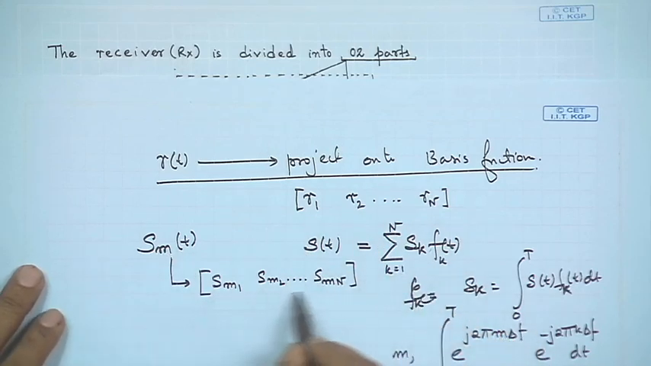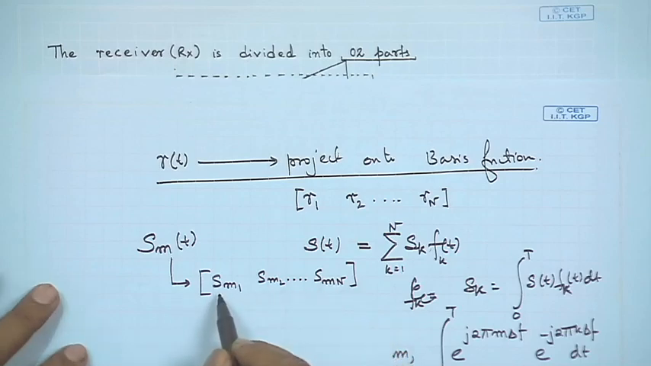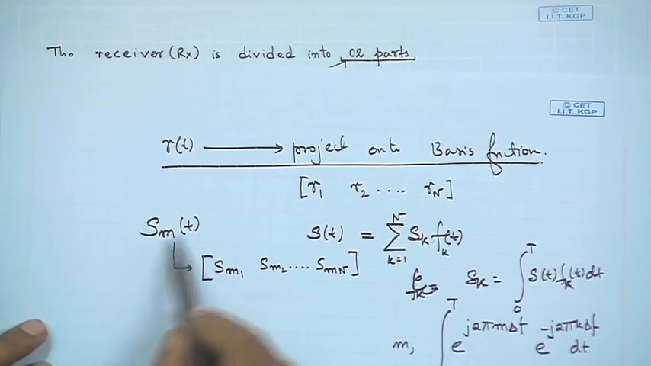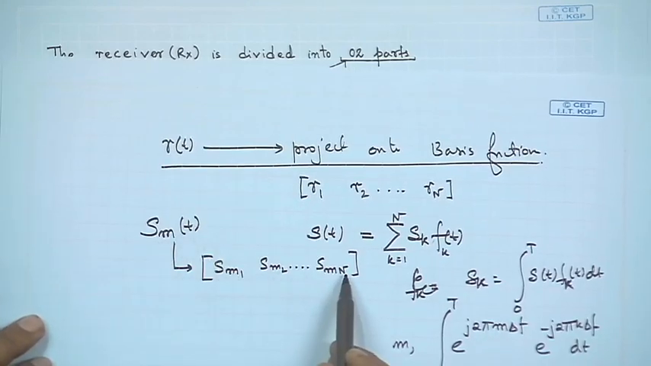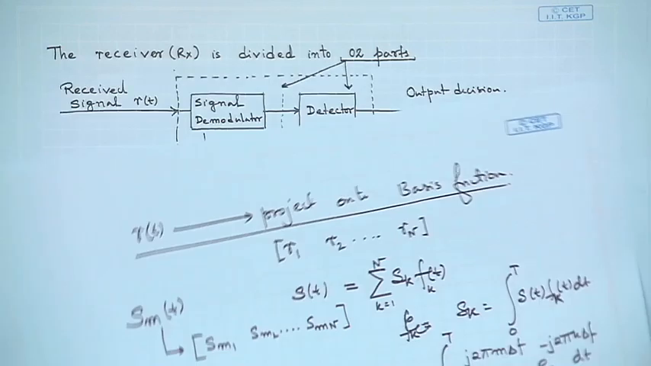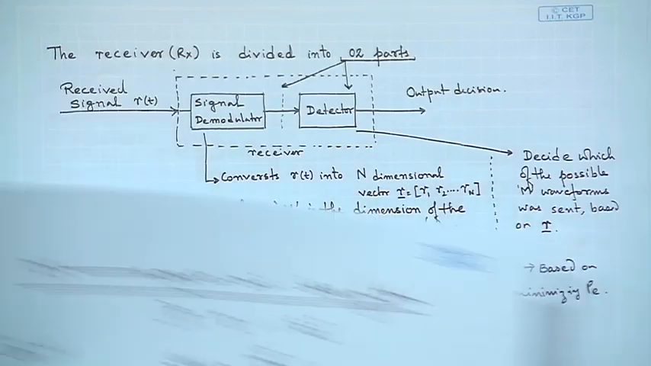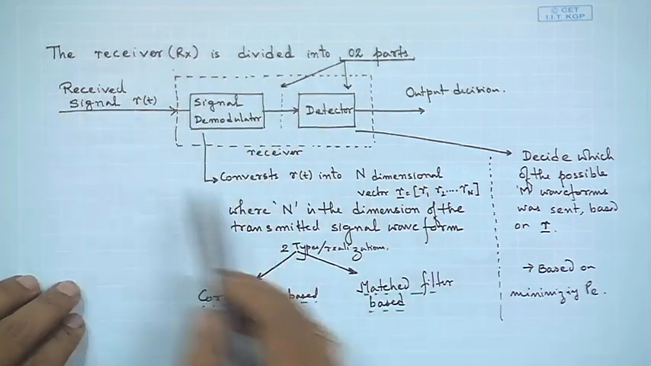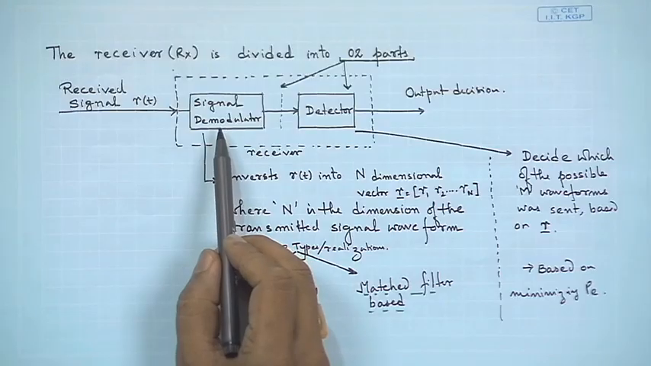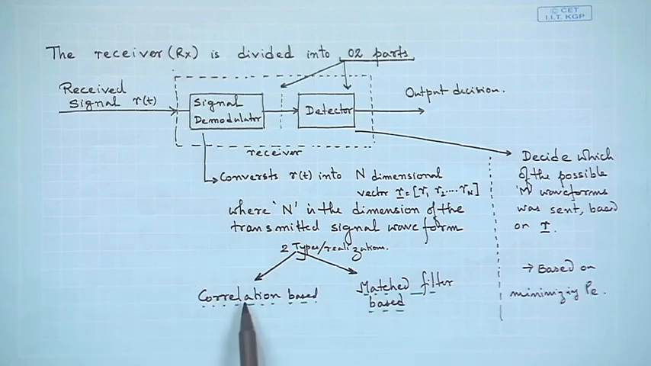Now, since you have broken it into components, using these components the detector will find out which of the signals was sent, because each of these signals will have its components. So, if I have the components, then I can identify which signal. This is the basic philosophy based on which a receiver is usually designed, and in the next lecture we are going to discuss the correlated demodulator of this particular structure, following which we will discuss the matched filter realization.